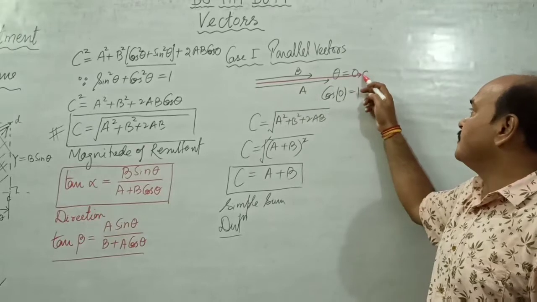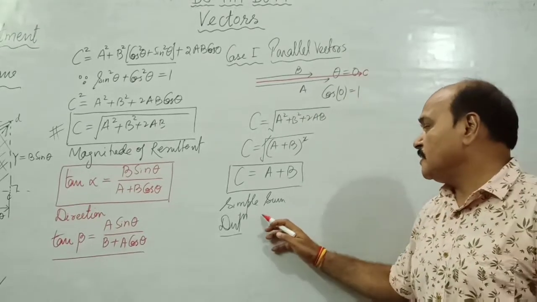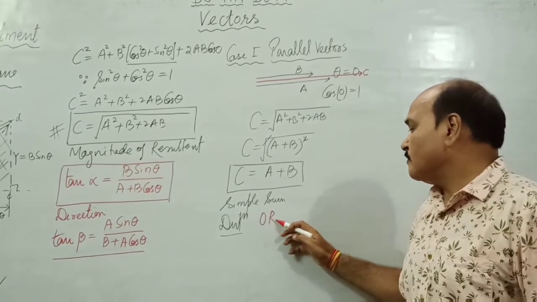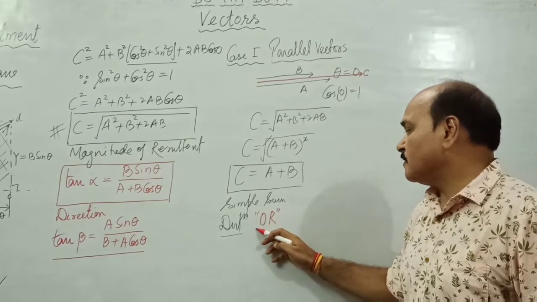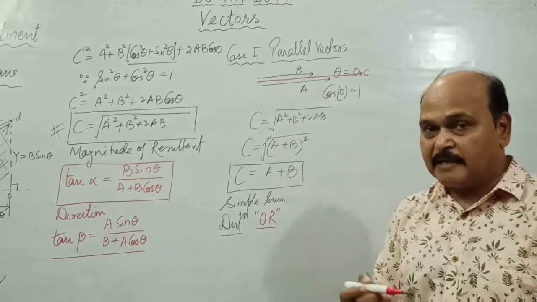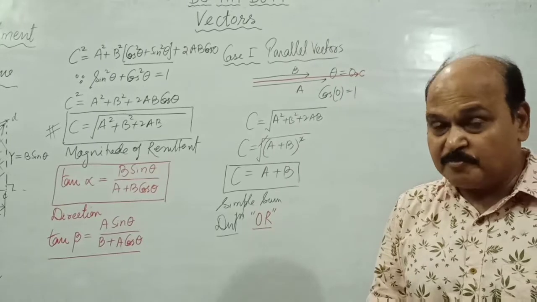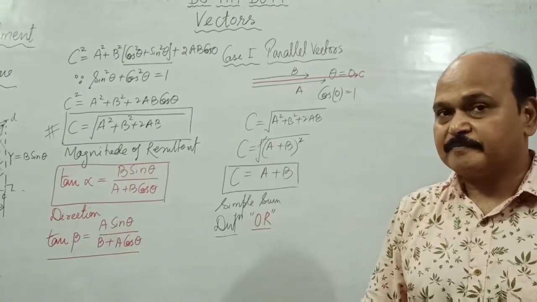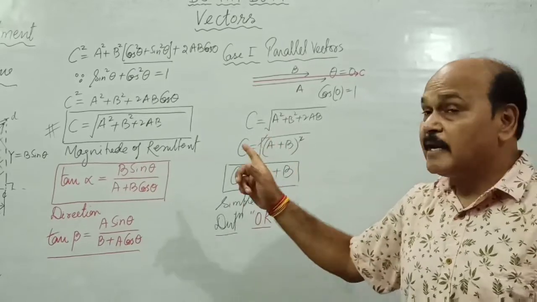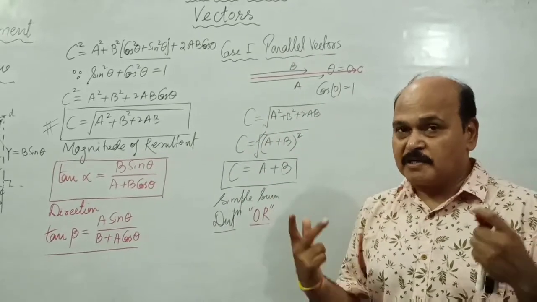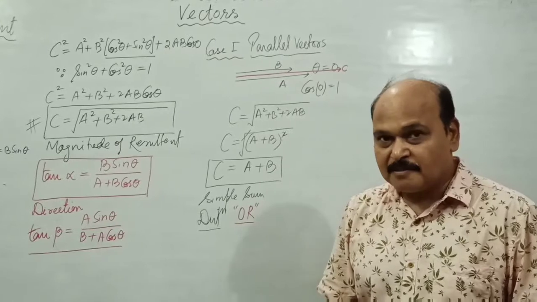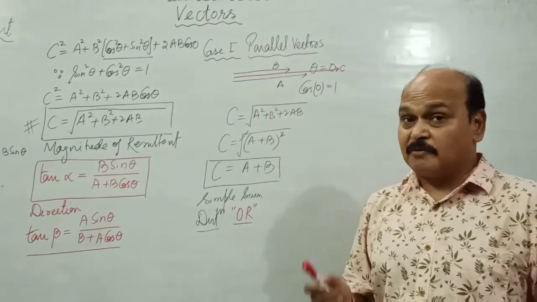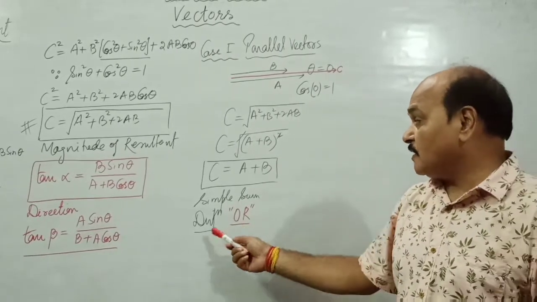This is C. The direction of C is that of either of the two vectors. In whichever direction is A, in the same direction is B, and in the same direction is also their resultant. So this is situation 1, case 1. When two vectors are parallel, their vector sum is their simple sum, and the direction of the resultant is that of either of the two vectors.